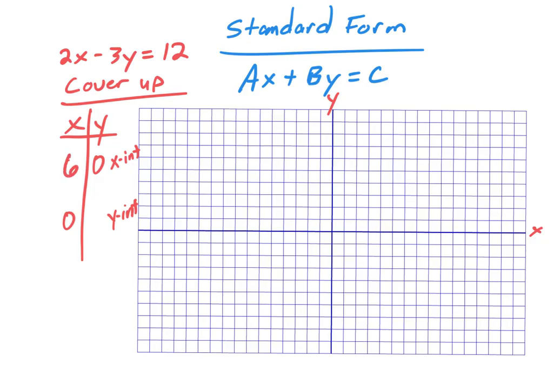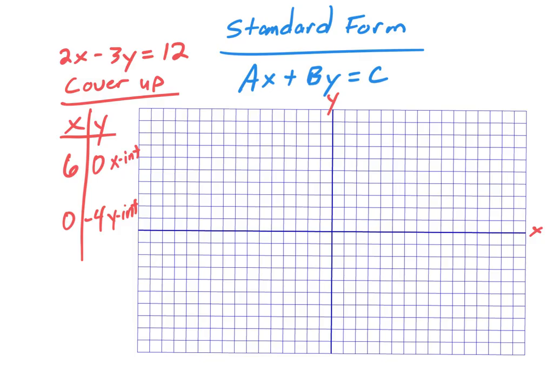And then we're going to do the same thing for the y-intercept. This time, 0 is my x value. So I'm going to plug 0 in for x. 2 times 0 is still 0, always 0. And don't cover up the negative in front of the 3, though. So now we have negative 3y equals 12. And 12 divided by negative 3 is negative 4. Those are my 2 intercepts.